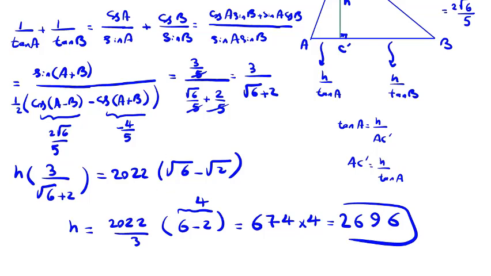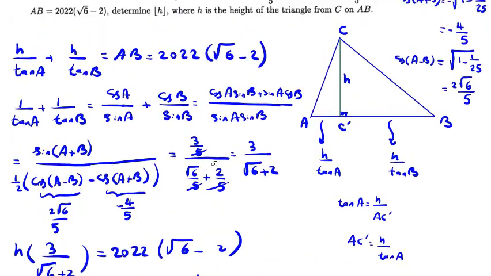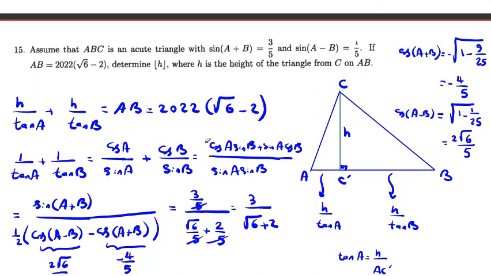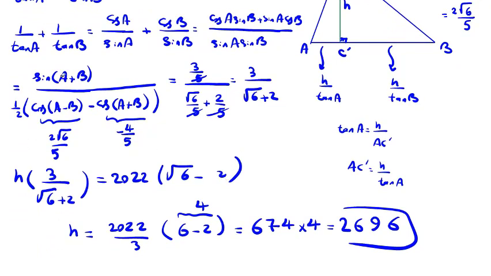I've made a careless mistake here. It's 6 minus 2 it was, because the problem says, let's check it, root 6 minus 2, not root 2. So it is this. So when we check this, let's just correct this part.